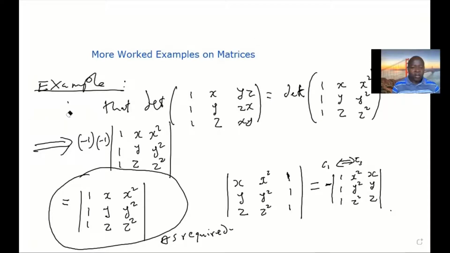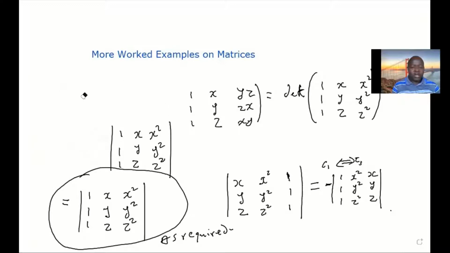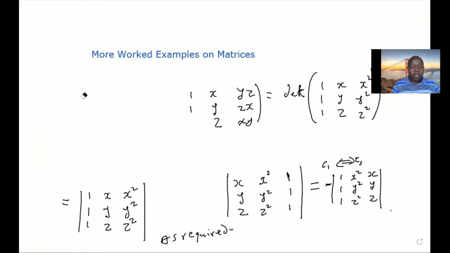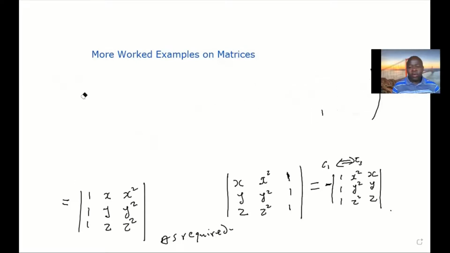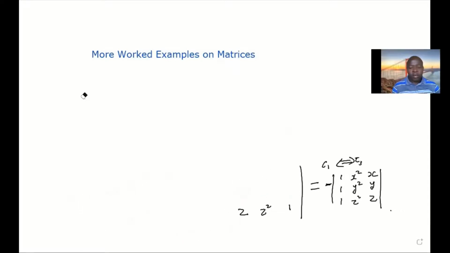Now go through this example and the other examples I showed in my previous video on how to simplify some of these things. Of course, you may want to do it by row reduction, and you would still get the same thing.